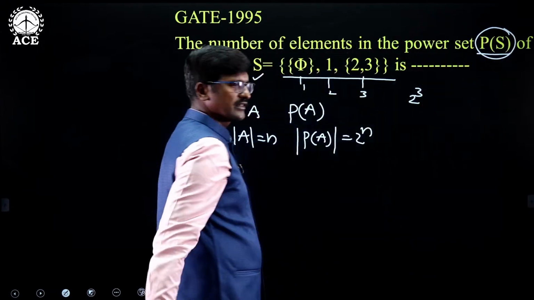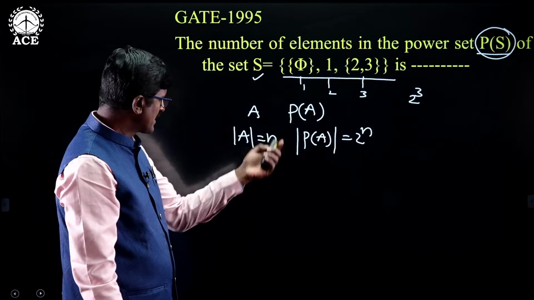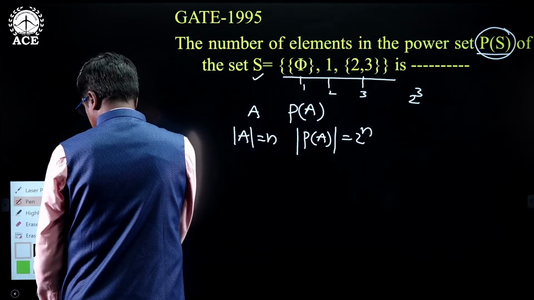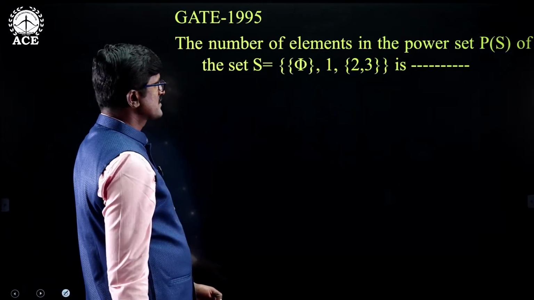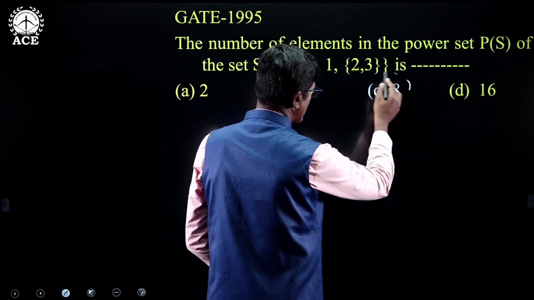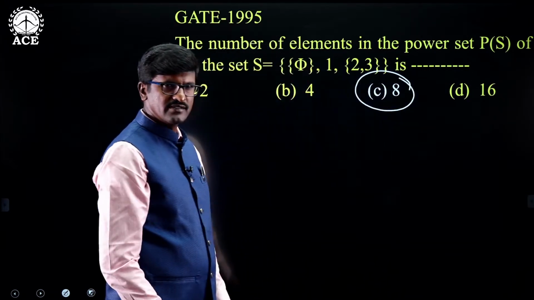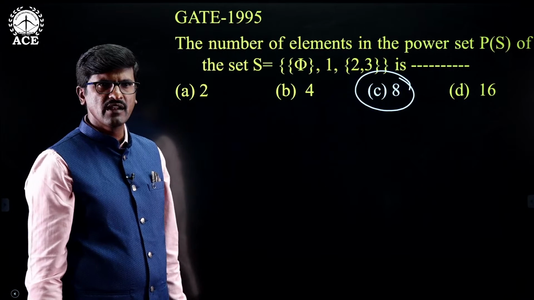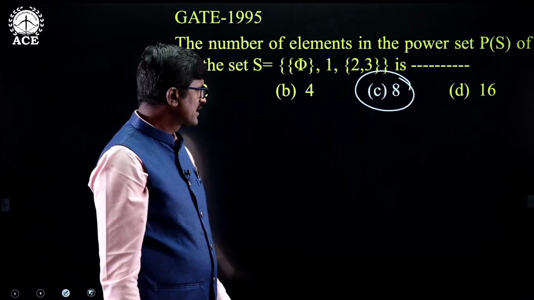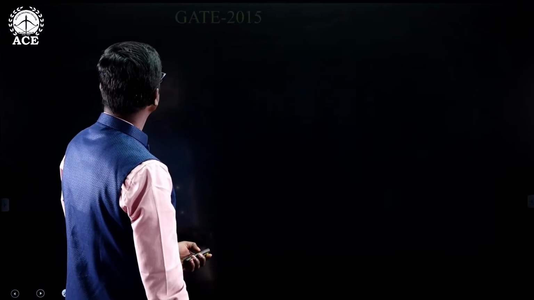There will be 2 power 3 elements in P of S. That is the answer. 2 power 3 is nothing but 8. There will be 8 elements in the P of S. So the correct answer is 8, because the set A is having 3 elements, then the power set of S will be having 2 power 3 elements, that is 8. Now we'll see the next problem.